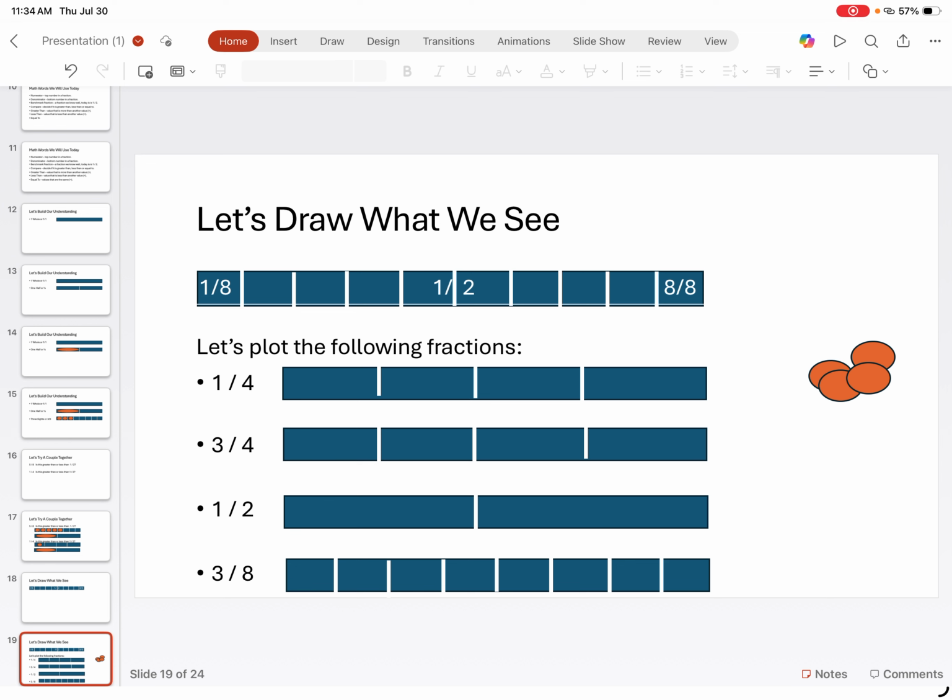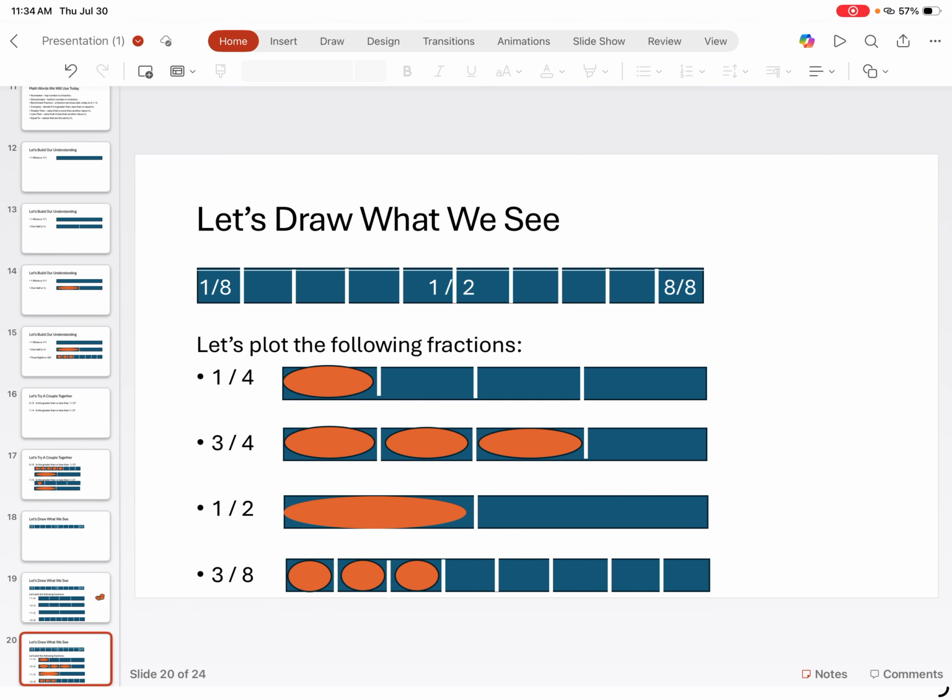The first one is 1/4, then 3/4, then 1/2, and finally 3/8. We'll fill these in with orange to represent the fractions. Okay, I added orange to the boxes to represent the fractions that we just talked about. Now let's look at these another way.